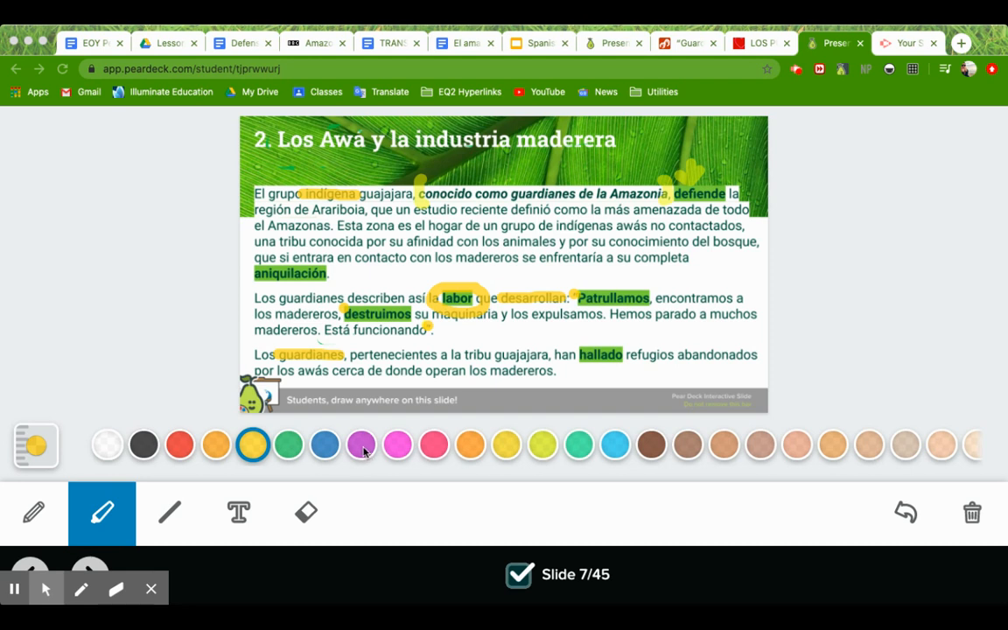I'm going to change colors for my second read to pink so that it's clear that I'm going into my second reading. I know from the agenda that Los Agua y la Industria Maderera means the Agua tribe and the logging industry. I also know from the video that the Agua are a tribe that has never made contact with the outside world. Now, if I know that this is the logging industry, that means that they're in the outside world. So if this is something about the both of them, there's going to be some conflict.